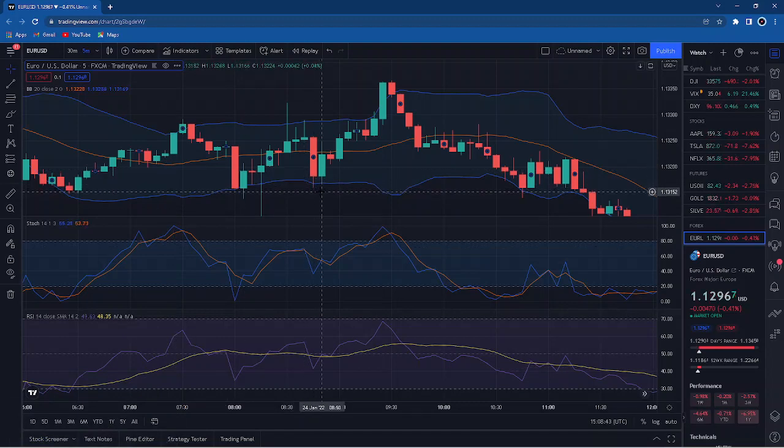Now, as support and resistance relates to the three indicators that we have on our screen, that is what we are going to go into next. So let's talk about it.